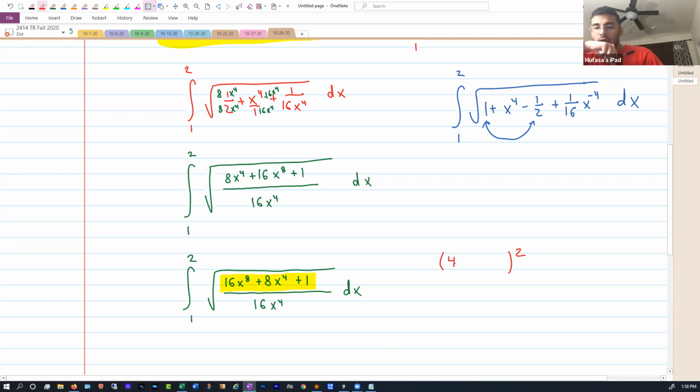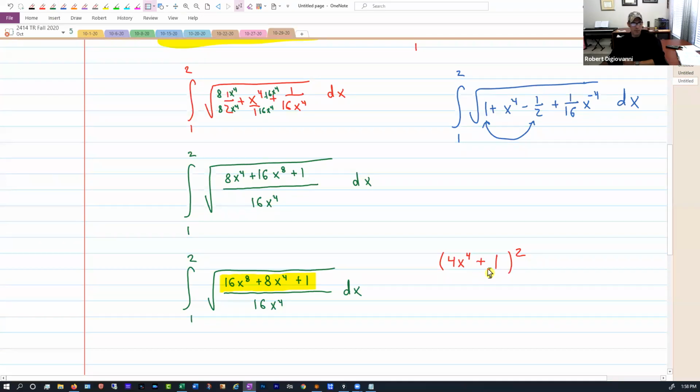4x to the 4th power plus 1. That's it. 4x to the 4th plus 1. So if you FOIL this with itself, you will get back the top. See what I'm saying? They had to make this problem where it would work algebraically. This all had to happen for this to work.